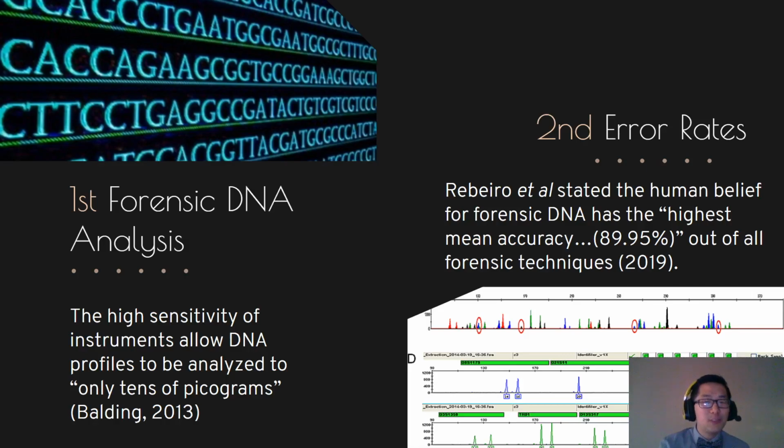What we see, especially with instruments, is a high sensitivity that's allowed DNA profiles to actually be analyzed at only tens of picograms. And essentially, with DNA being able to be analyzed at such a small scale, that definitely may result in error. So with Rivera et al., who were examining the human belief of where forensic DNA actually lies on the accuracy scale, it was seen as the highest, with 89.95% out of all the forensic techniques. And even though that's simply the human belief of the accuracy of forensic DNA, there definitely is that consideration of a range of error that may be prevalent in DNA.